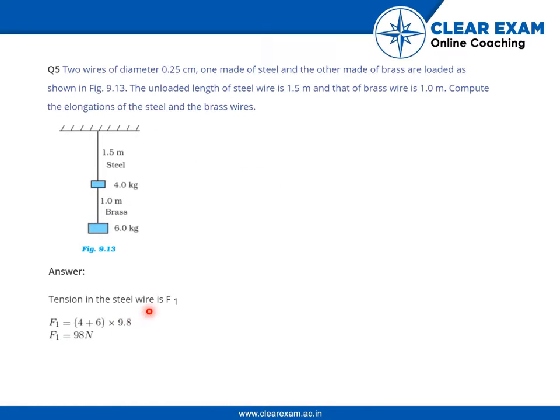Tension in the steel wire is F1. So F1 is 4 plus 6 into 9.8, which is coming out to be 98 Newton. Length of steel wire, small l1, is 1.5 meter. The diameter of the steel wire, small d, is 0.25 centimeter.